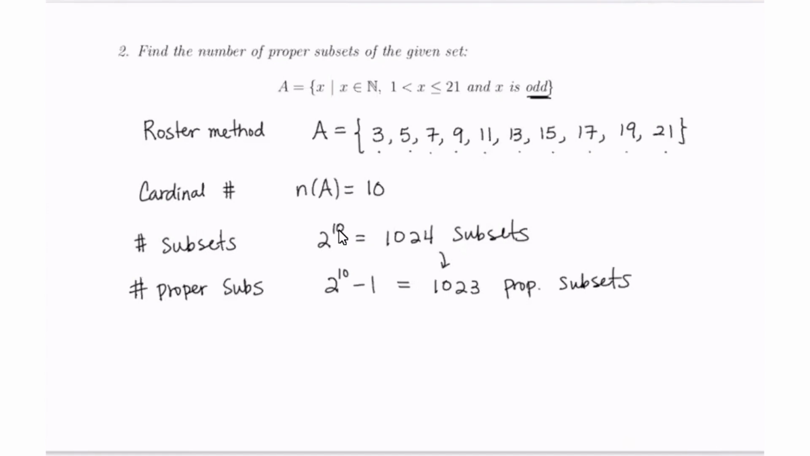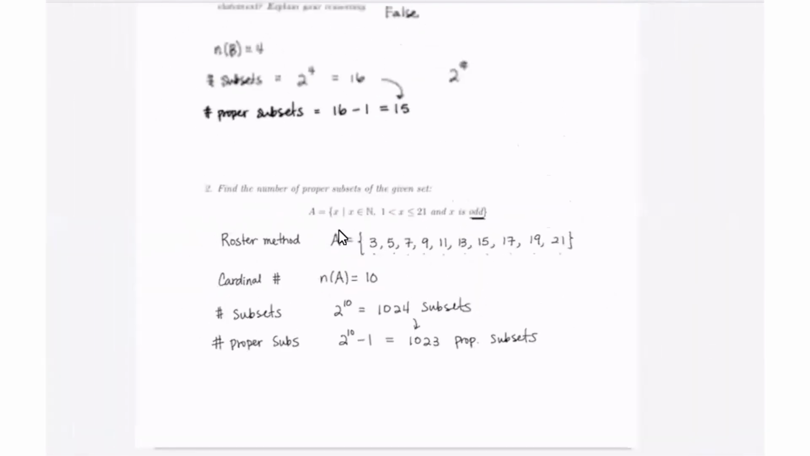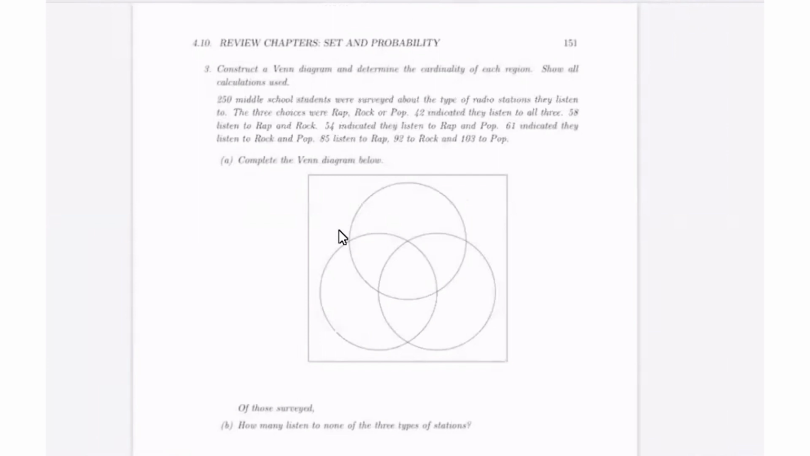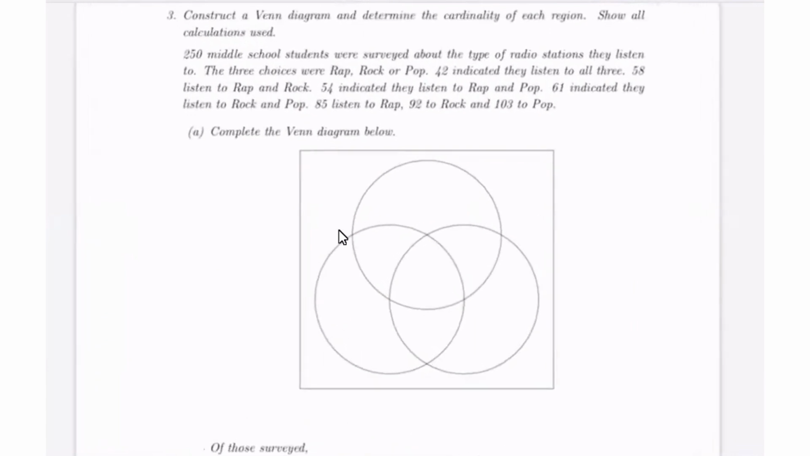Okay. All right. Any questions on those two? No question. Okay. Let's move to the next one. This time I need your help, because I don't have those numbers with me. So help me out. Construct a Venn diagram.